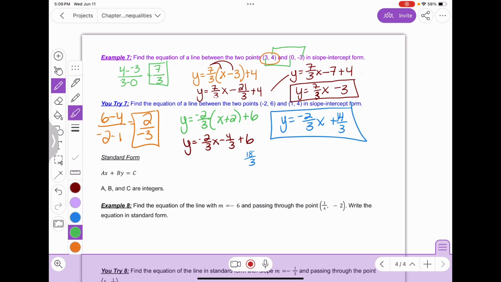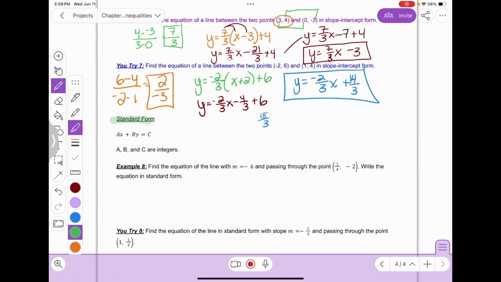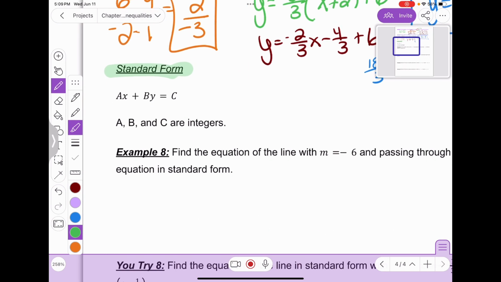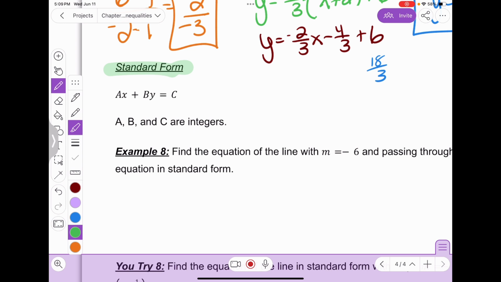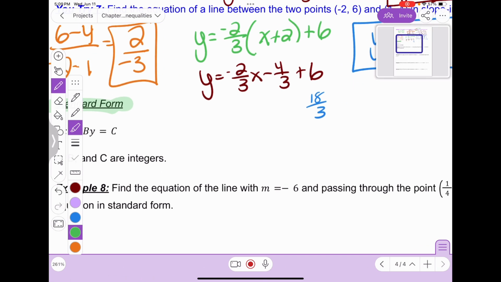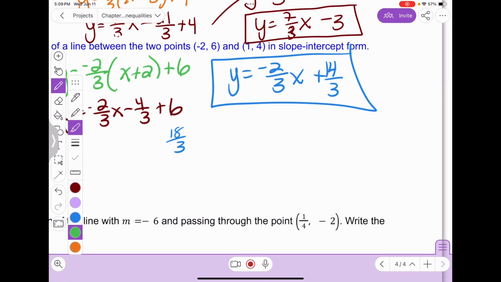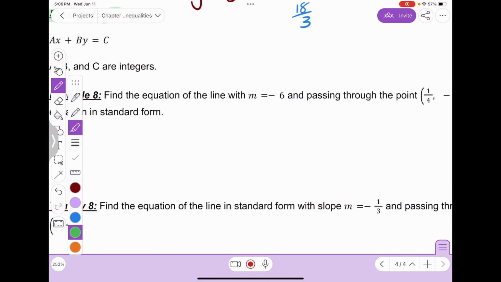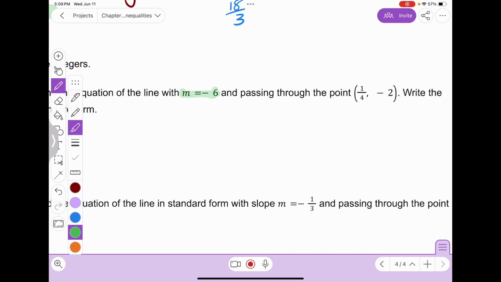All right, new form of a line is standard form. That looks like ax plus by equals c. A, b, and c are integers, meaning no decimals, no fractions. So you can find standard form the same way. We just get rid of the fractions once we're at this point. So find the equation with m equals negative 6. So that's telling us the slope is negative 6 and passes through the point.